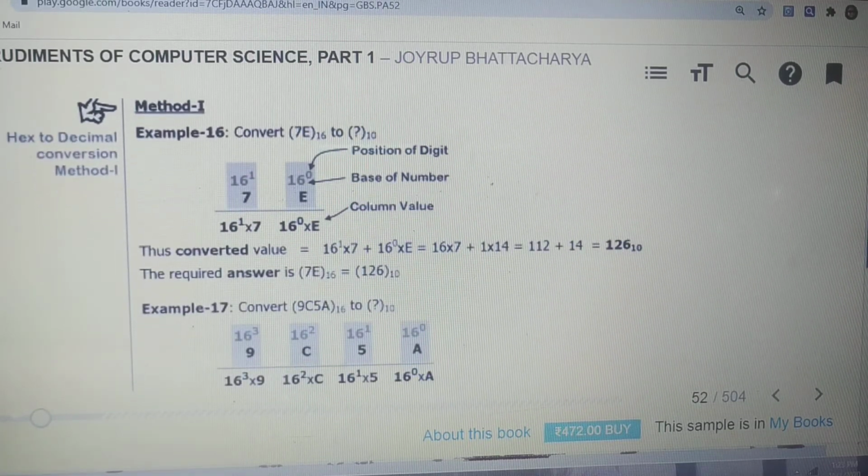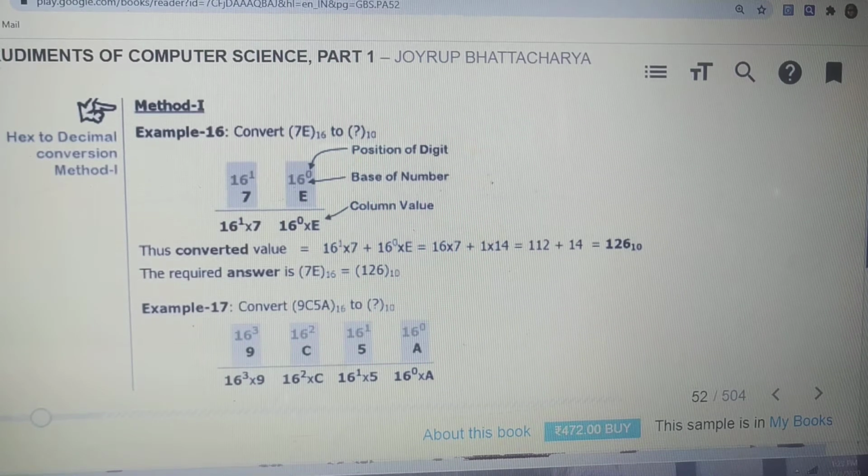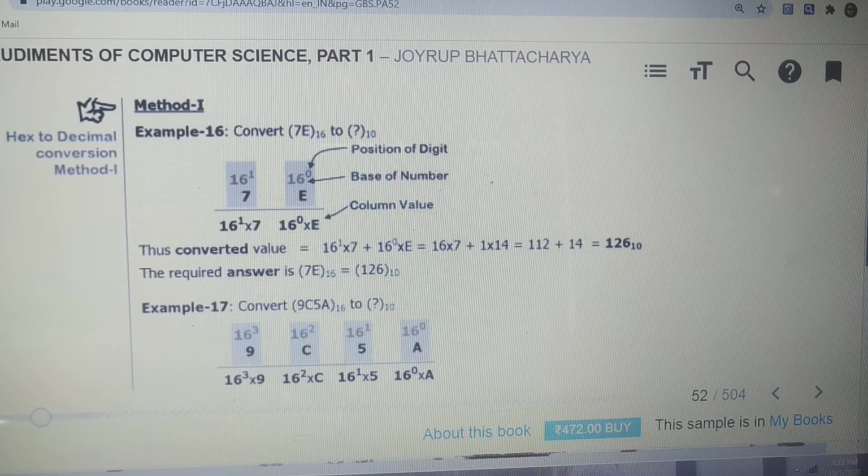Now the topic we will cover is converting from the hexadecimal number system to the decimal number system. Hexadecimal base is 16. The rules are the same: from right hand side to left hand side we put the positional value, and then we multiply each digit by the base to the power of this positional value.